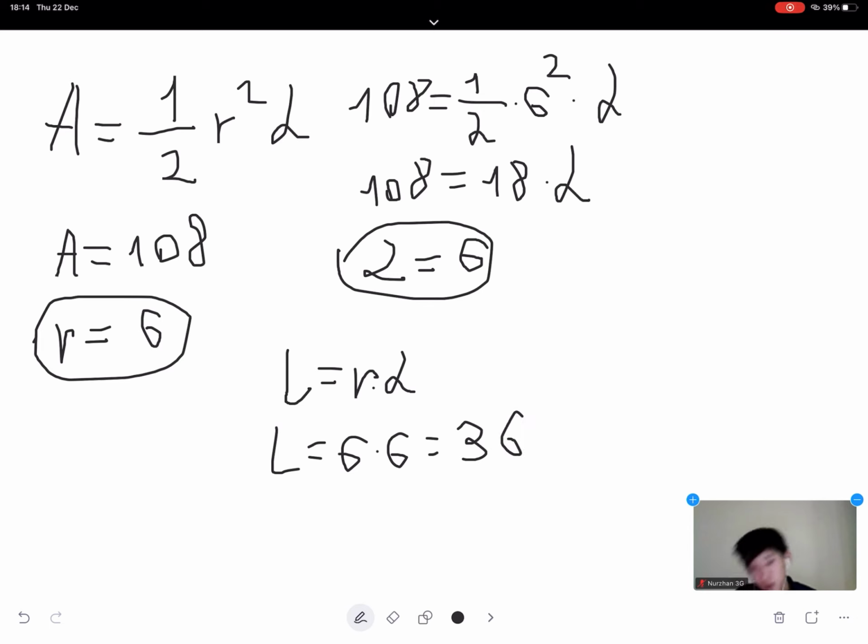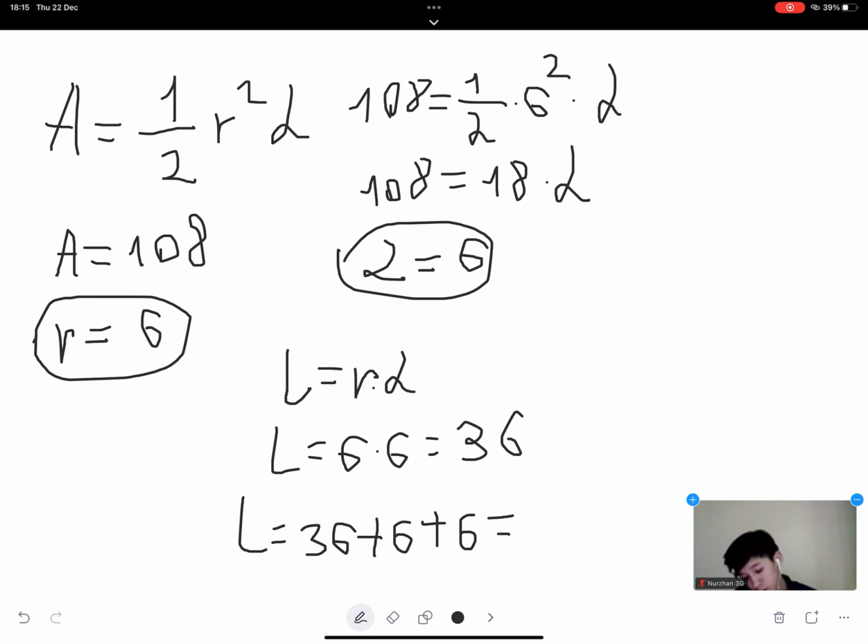This is 36. Yes, and the perimeter of the sector is equal to the sum of the two radii and the arc length. Hence we get the perimeter is equal to 36 plus 6 plus 6, and this is equal to 48 centimeters.